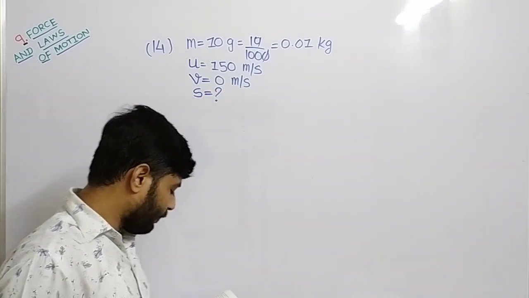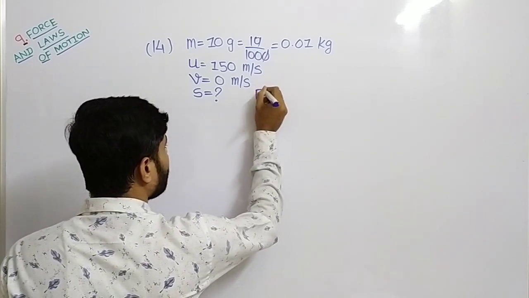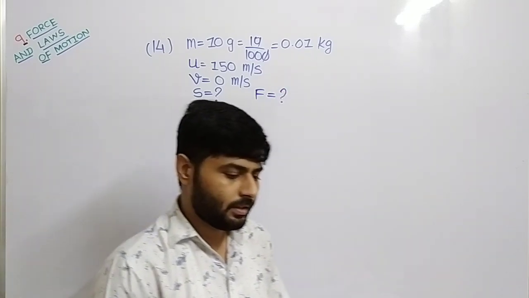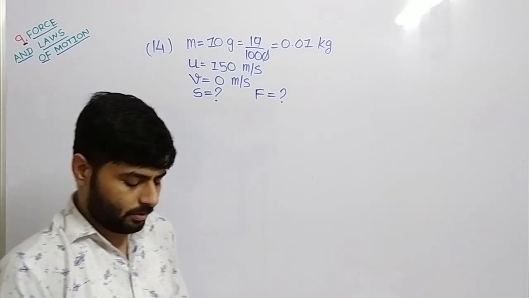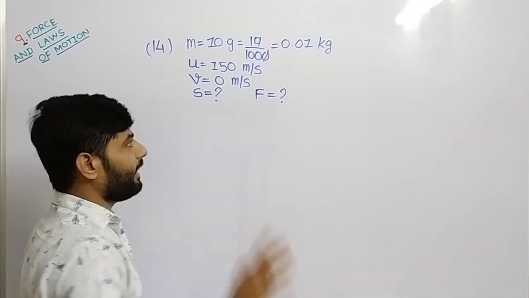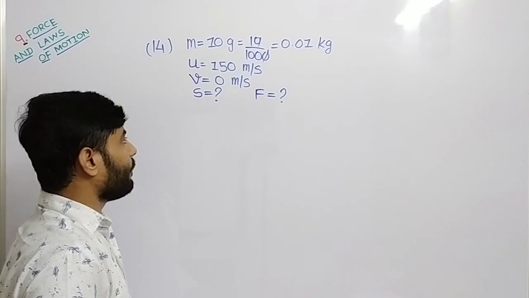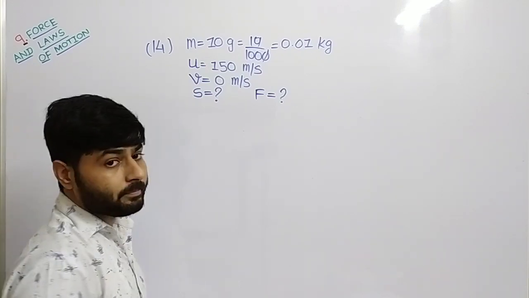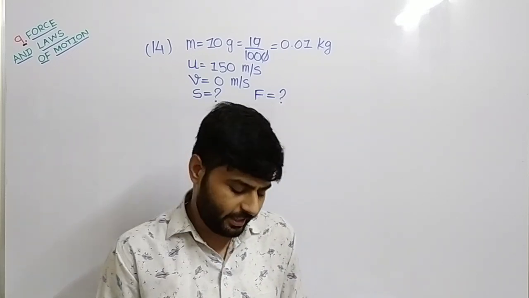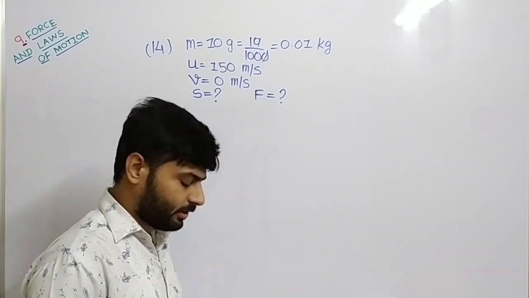Force exerted by the wooden block on the bullet. That is the question. Now we have the values of M, U and V, and we have to find S. Try to remember the equations of motion. We have 3 equations, and from them I want to find distance.